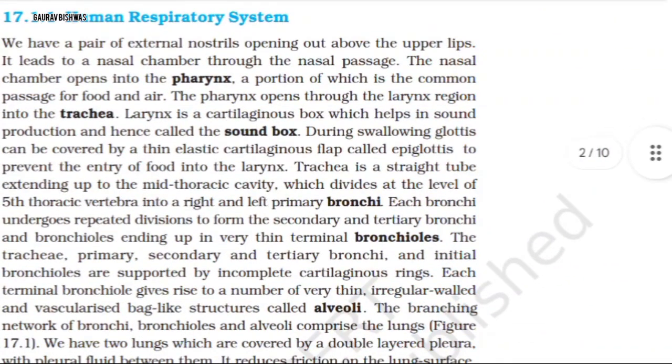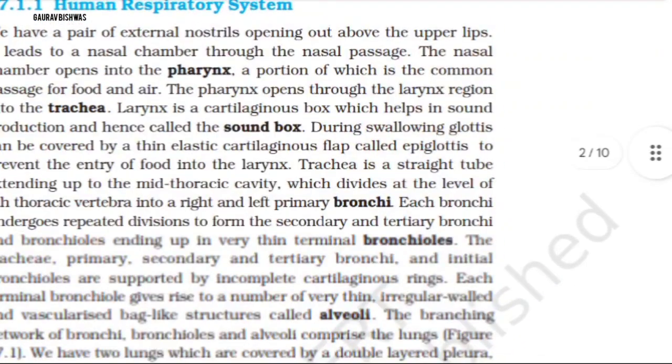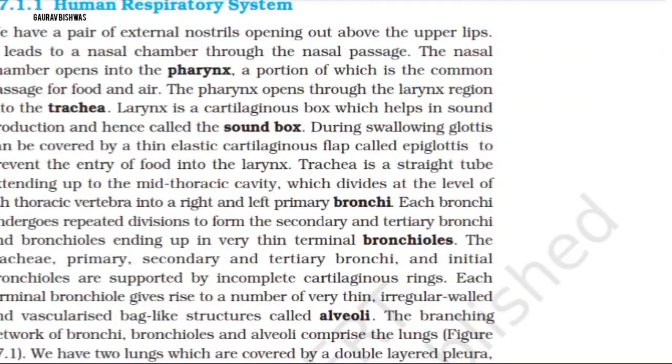Now, the respiratory system in humans. 17.1.1, human respiratory system. We have a pair of external nostrils opening out above the upper lip. It leads to the nasal chamber through the nasal passage. The nasal chamber opens into the pharynx, a portion which is a common passage for food and air. The pharynx opens into the larynx region, which leads into the trachea.